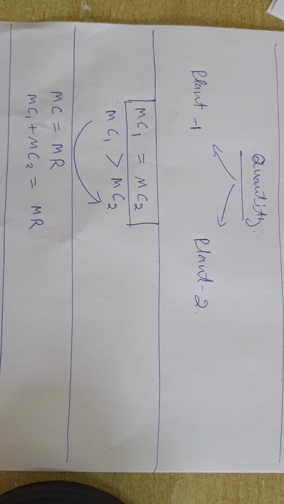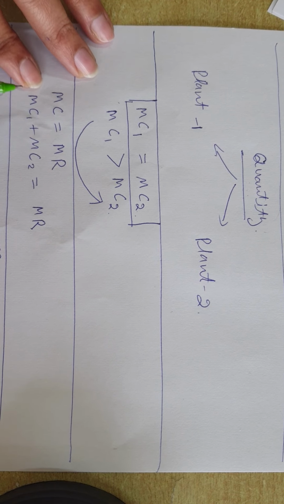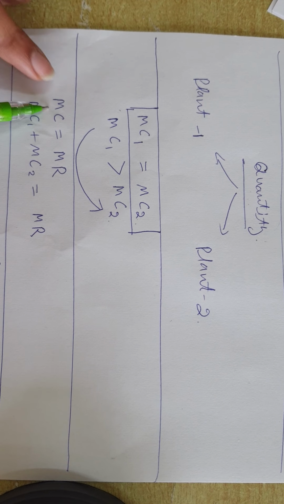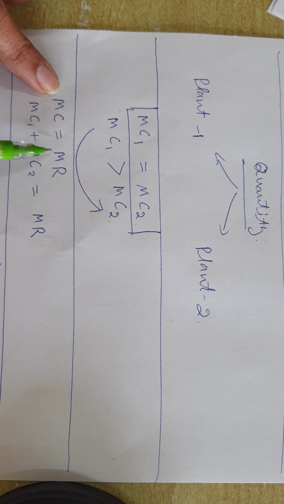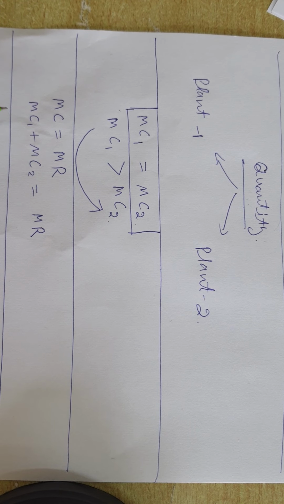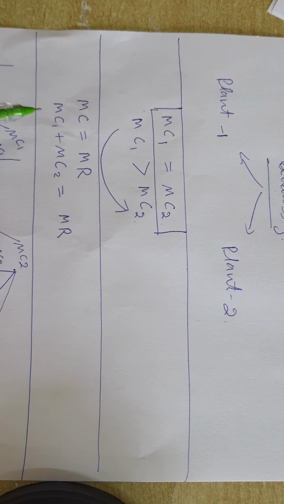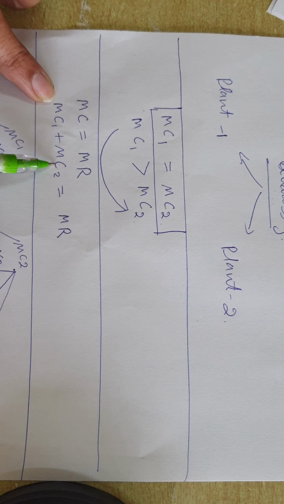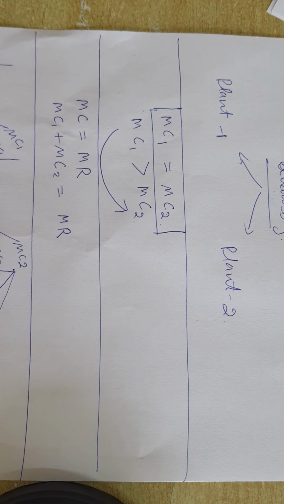Next, as profit maximization is the goal of this producer, we will use this condition: marginal cost should be equal to marginal revenue. But this time we have more than one marginal cost, so we will add them. So the marginal cost of the first plant plus the marginal cost of the second plant should be equal to marginal revenue. In this way we will achieve our equilibrium where the producer has maximum profit.